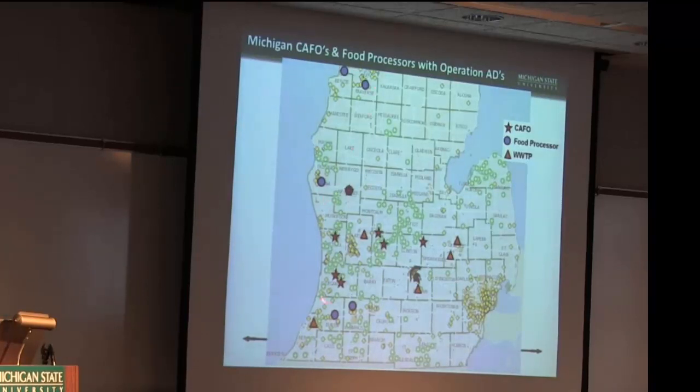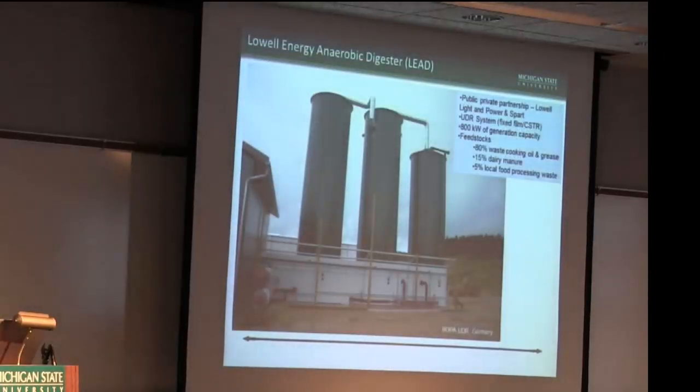The blue dots are some of our food processors that are running anaerobic digesters as pretreatment processes. So they're running digesters at their site to lower their BOD levels before they discharge. Some are using the biogas beneficially, generally burning it in a boiler to produce hot water, though a few are simply flaring it to off-gas and destroy any odors that may be attributed to it. So that's kind of the state of where we are in Michigan.